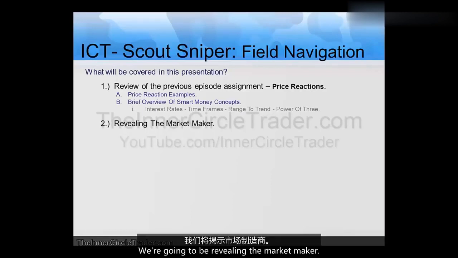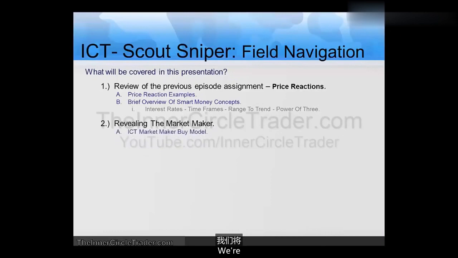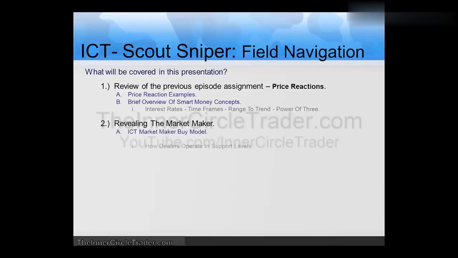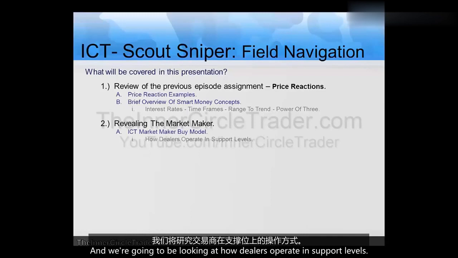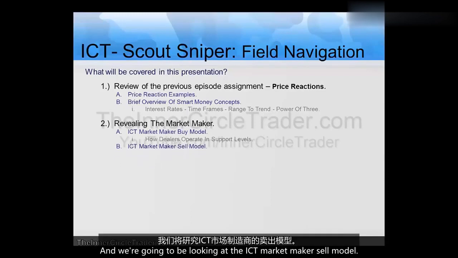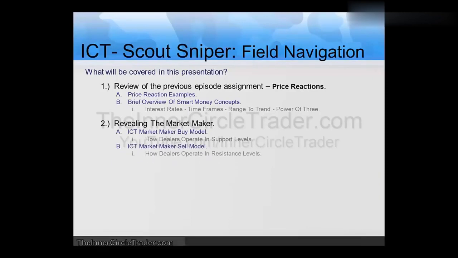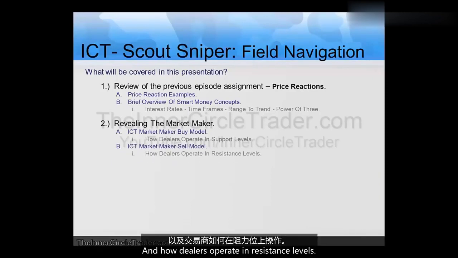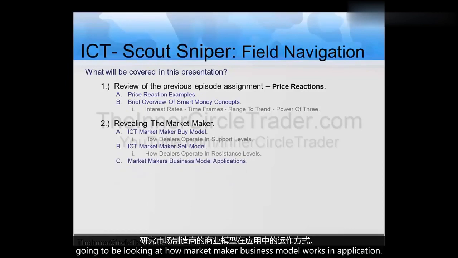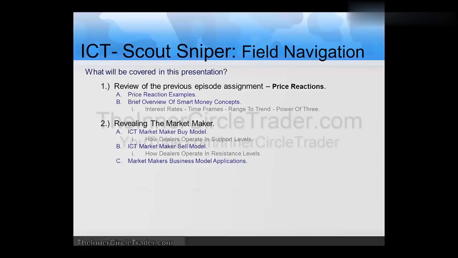Okay, we're going to be revealing the market maker. We're going to be looking at the ICT market maker buy model, and how dealers operate in support levels. And we're going to be looking at the ICT market maker sell model and how dealers operate in resistance levels. We're going to be looking at how the market maker business model works in application.